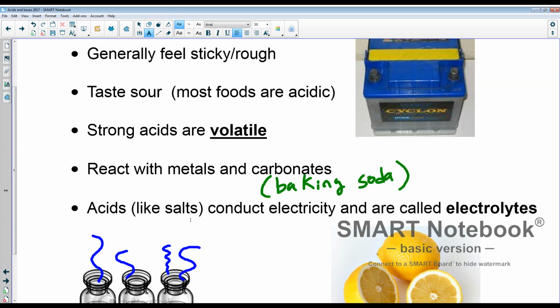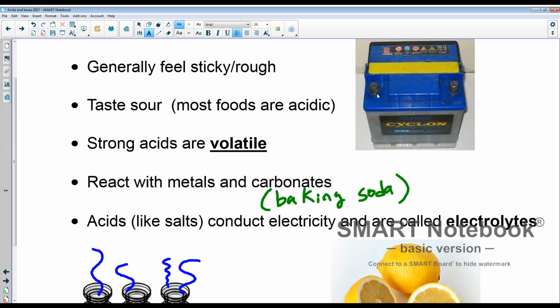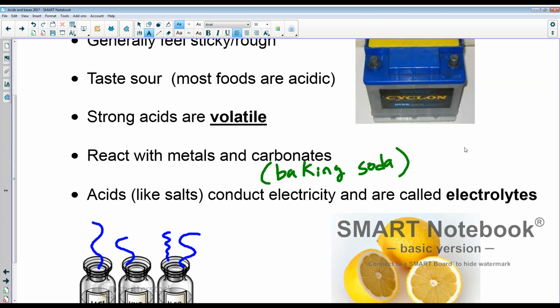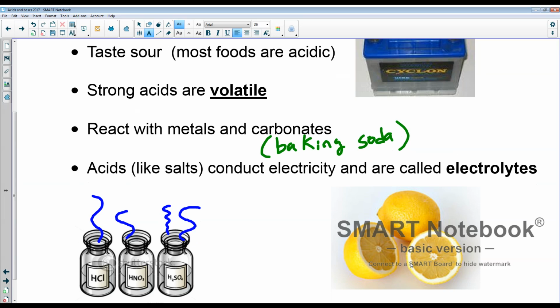And acids can be good conductors. That's why we have acid in batteries. So your car battery is full of lead and sulfuric acid is what makes that run. So that's why it's so heavy, because it's lead. But you never want to have one explode because you'll get sulfuric acid all over you, and it'll be a bad chemical burn.